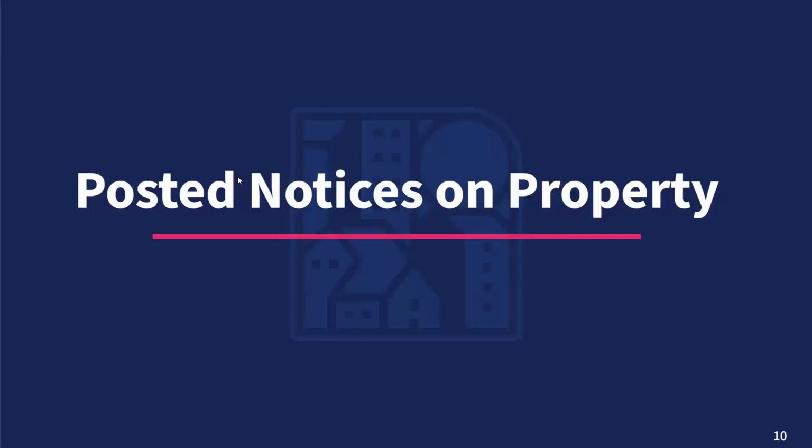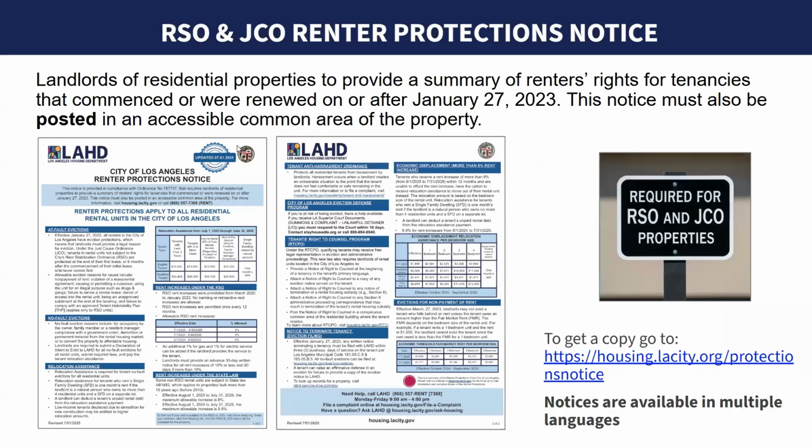Posted notices on property. RSO and JCO renter protection notices. Landlords of residential properties must provide a summary of renters' rights for tenancies that commenced or were renewed on or after January 27th, 2023. This notice must also be posted in an accessible common area of the property. To get a copy, you can go to the website listed there. You could also walk into a front counter and retrieve a copy of the renters protection notices. Next slide.